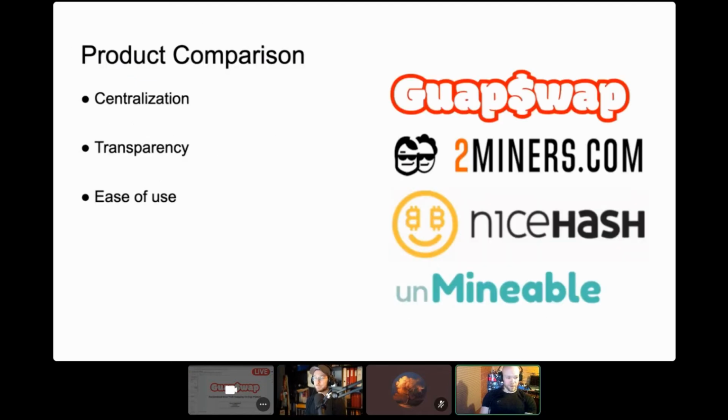So, I'm Salvarez, and I'll be talking about the product comparison. We're basically going to be talking about different products that are similar to GuapSwap, but most of them are on other chains, as GuapSwap is the first product that is actually going to do this on the Ergo blockchain. Things we want to look at are centralization, transparency, and how easy these different products are to use. So the first one we're going to go over is unminable.